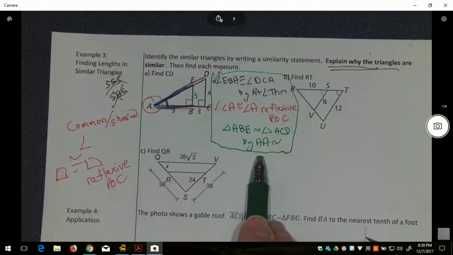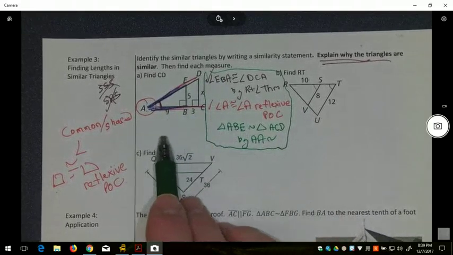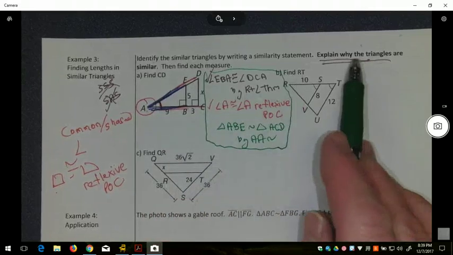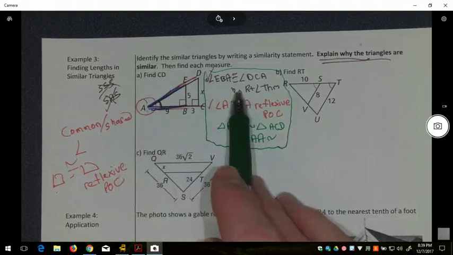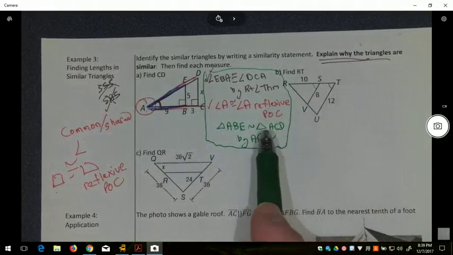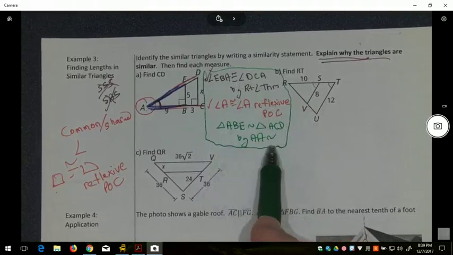This is where they get you on quizzes and tests because you're like, oh, I'm supposed to find x. Okay, la la la, do all my problem, get my answer, great, I'm done. But people miss this direction where they're supposed to explain why the triangles are similar. So make sure that you read carefully, that you're going to say why the triangles are similar, providing a similarity statement, and evidence for your reason.